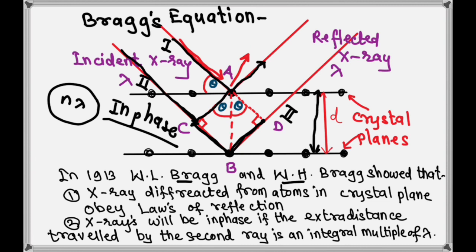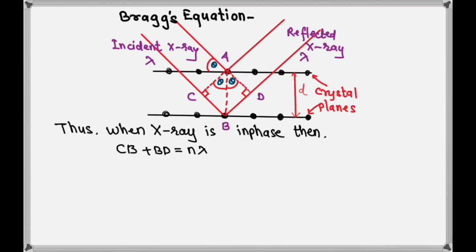Okay, on the basis of this we can find out the interplanar distance between two atomic layers. This is first layer, this one is second layer. You can find out interplanar distance, that is D, using these two observations. Remember here, this distance AB and D is same. That means we want to find out the distance AB using wavelength lambda and angle of incidence theta. Now, as we have seen, when X-ray is in phase, then extra distance traveled by the second wave, that is CB plus BD, should be equal to n lambda.